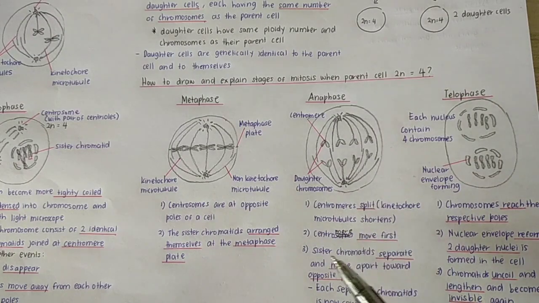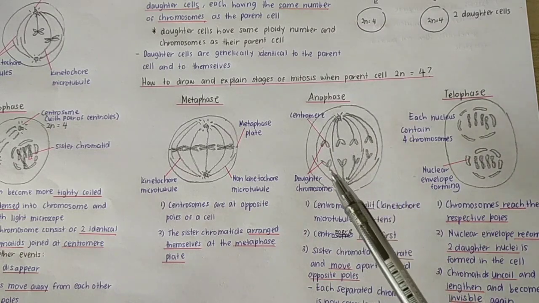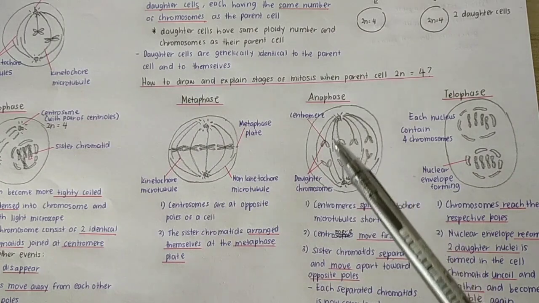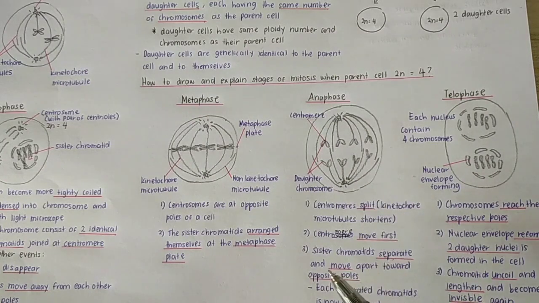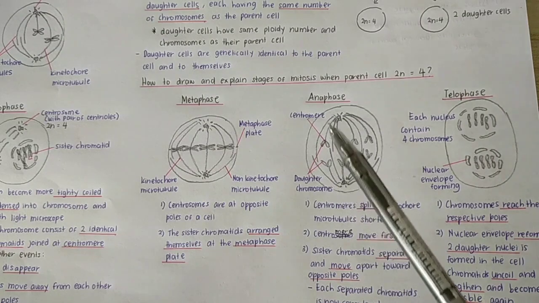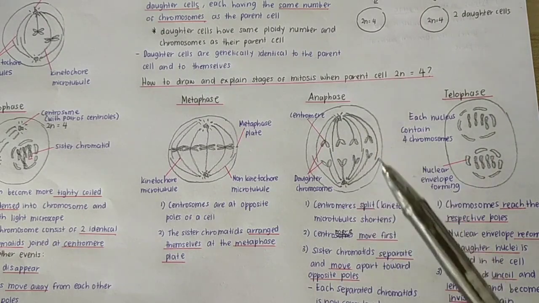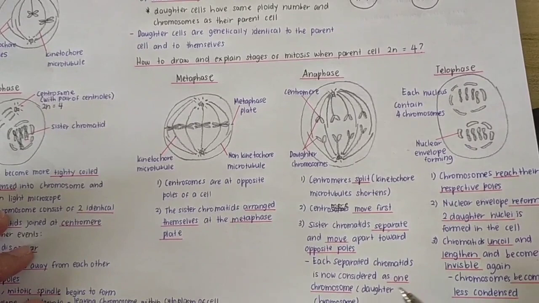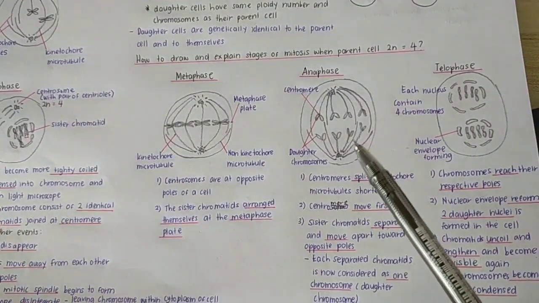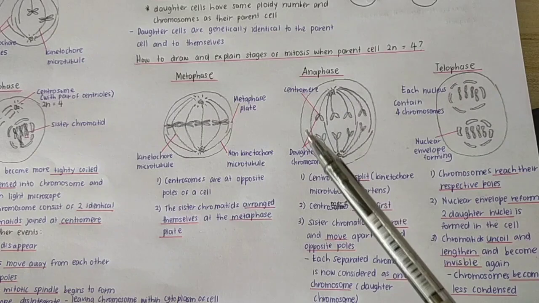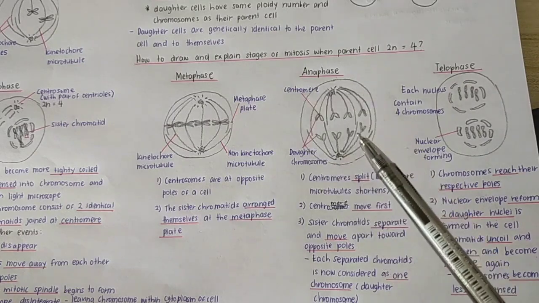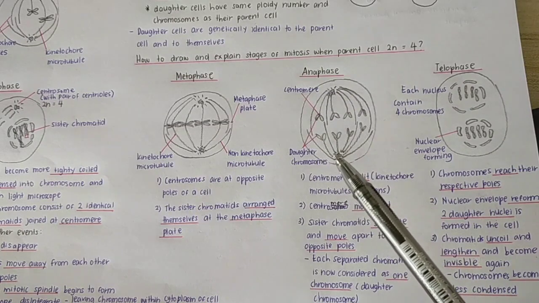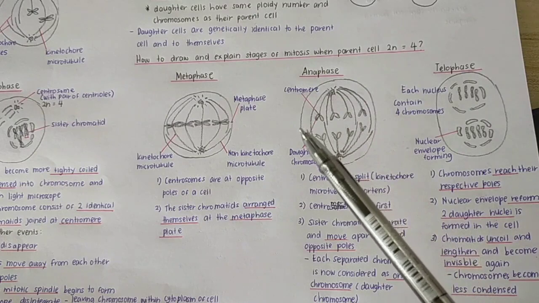Okay, and then what happens? Sister chromatids separate. If you look at the structure, pada asalnya sister chromatid is like this. So once the centromere moves first, the sister chromatids will separate and move apart toward opposite poles. So the diagram should be like this. And then each separated chromatid is now considered as one chromosome, or daughter chromosome. If you look at the diagram, how to draw, remember, for the microtubule or the spindle fiber which does not attach to any of the chromosomes, you have to draw overlapping like this.